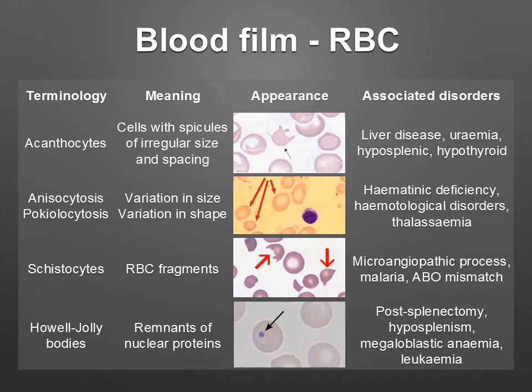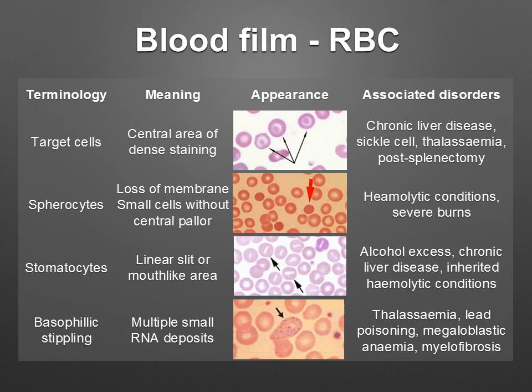Howell-Jolly bodies, again not seen a lot in the exams, are seen in people who've had splenectomies. They're also associated with megaloblastic anemia or leukemias, and you just get these little dots that stay in the red blood cells, which are remnants of nuclear proteins.